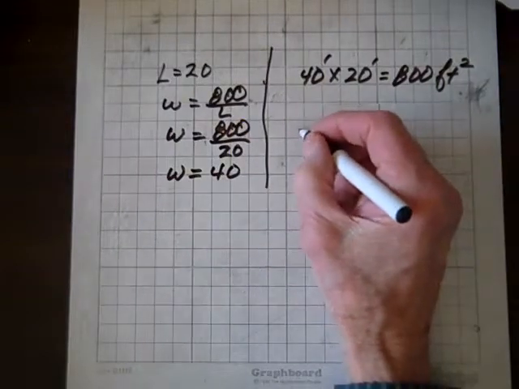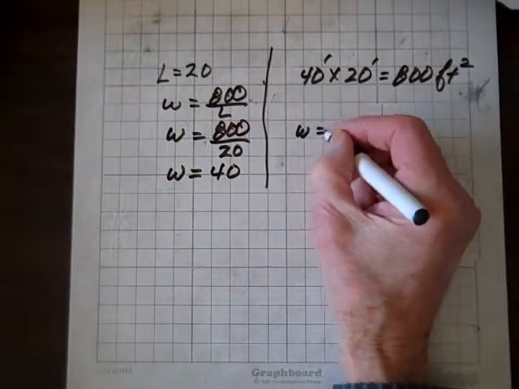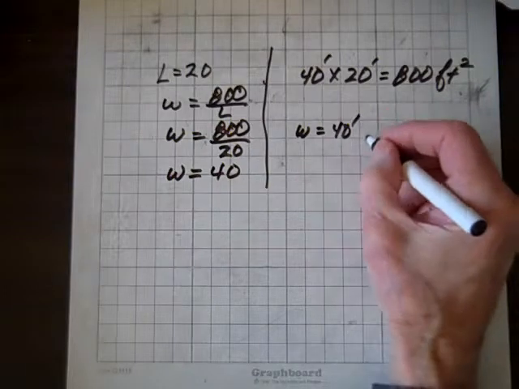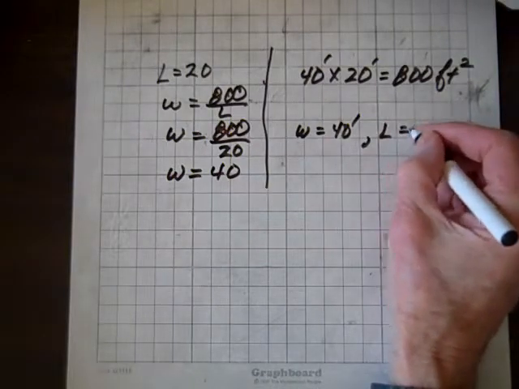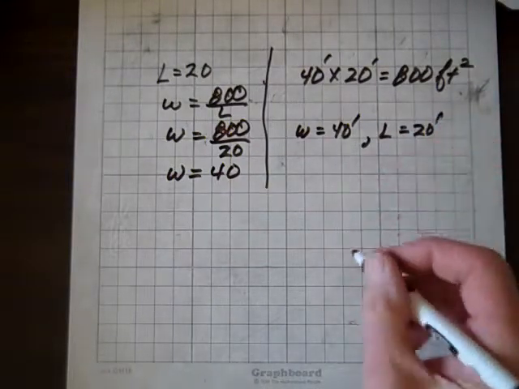Here they are. Width equals 40 feet and length equals 20 feet. And we're done.